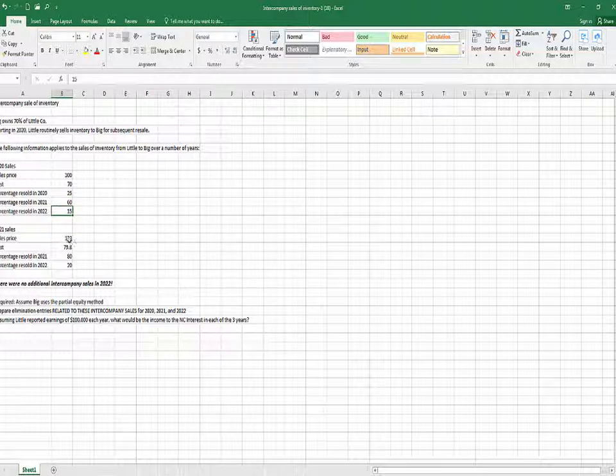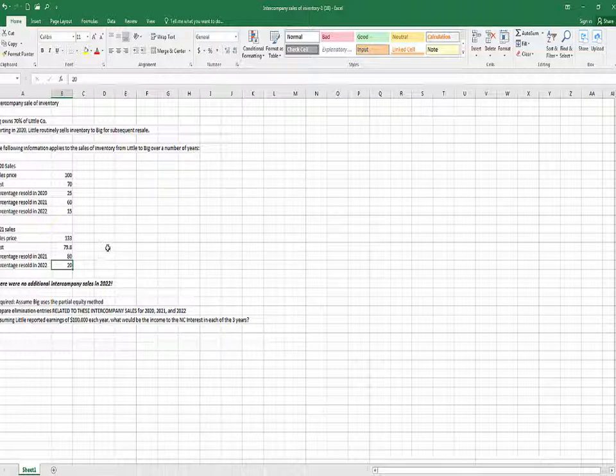Similarly, in 2021, we sold merchandise for $133. It had a cost of $79.8. 80% was resold in 2021. The 20% resold in 2022. There were no additional intercompany sales in 2022.